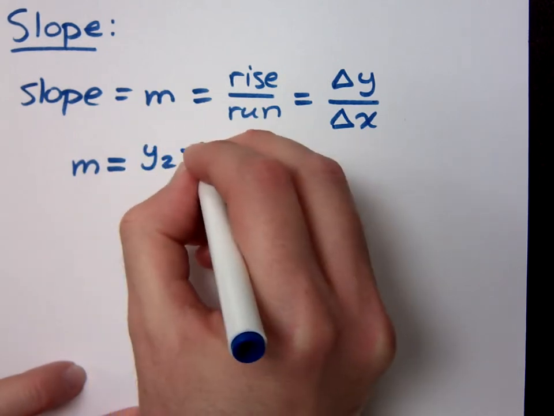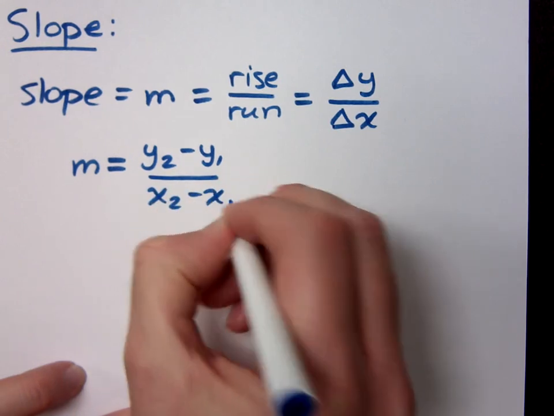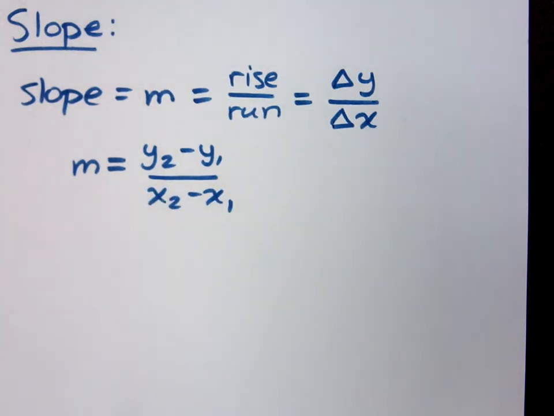So this is y2 minus y1 over x2 minus x1. That is the formula for slope. Okay, that is our slope formula.